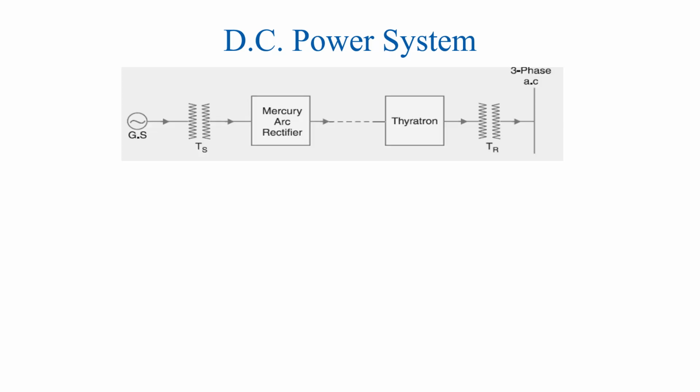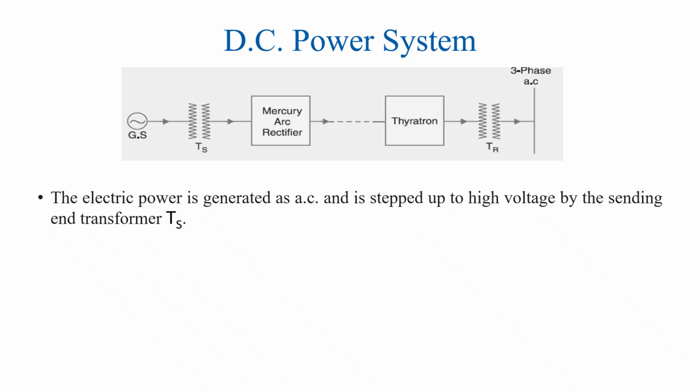Now, we have already seen the AC power system. Now we'll be seeing the DC power system. Here you can see the electric power in the single line diagram. This is the generating station. The electric power is generated as AC and it is stepped up to high voltage by the sending end transformer TS. So TS is a transformer which is stepping up the voltage.